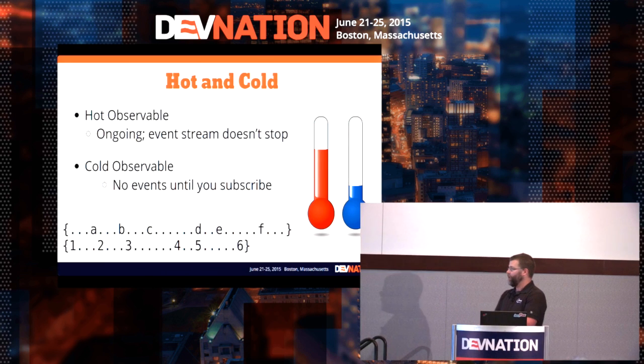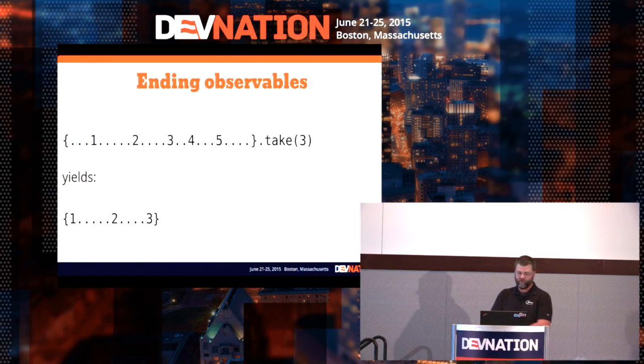So we have this notation that we can use to represent observables, right? The dots represent a progression of time. We have events that happen at different points in time. And we can represent the open observable, the hot observable, as an ongoing sequence, and the cold observable has a definite finish and end. So how can we end observables?